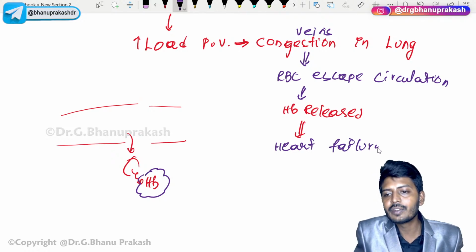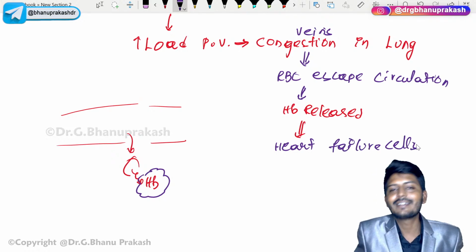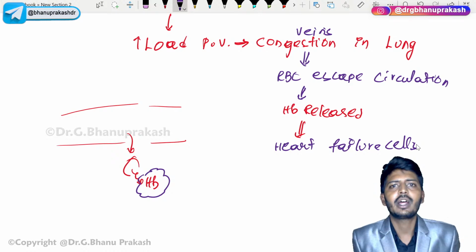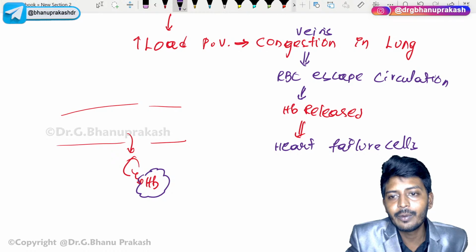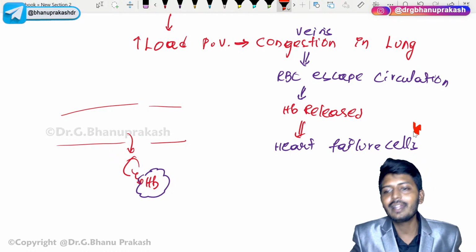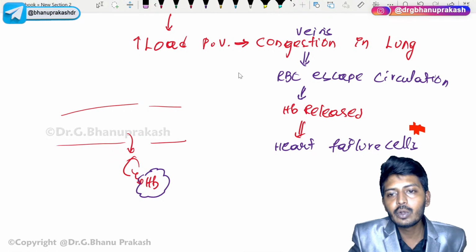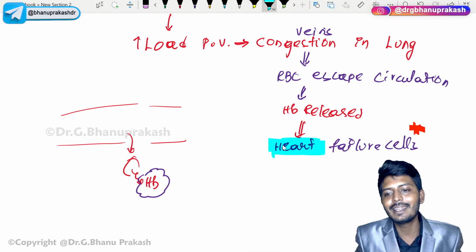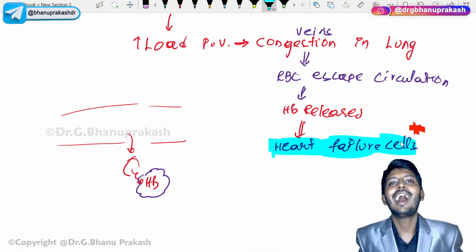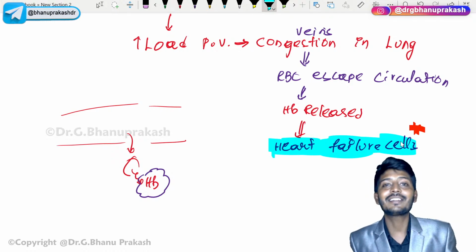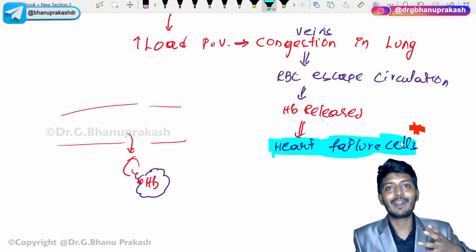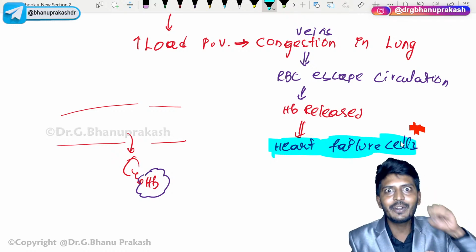What is a heart failure cell? Heart failure cells, my dear students, are a type of macrophage which has engulfed, very good, hemoglobin. That is the most important point. The question is, heart failure cells are what? He's not going to ask you where heart failure cells are seen. All of you will answer heart failure only. He'll ask you what heart failure cells are made of. These are the macrophages which are trying to remove what?